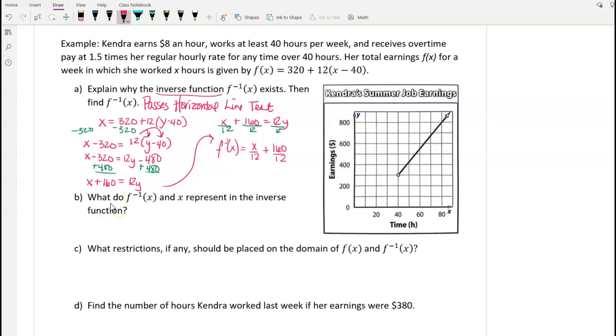So originally we had our time being our x and our earnings being our y. But when we flip-flop those to find f inverse, our x is now our earnings. So x represents Kendra's earnings for the week, which means f inverse represents the hours worked.